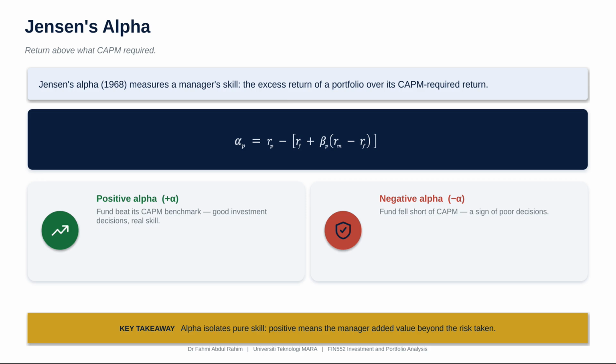A positive alpha on the left means the fund beat its CAPM benchmark, evidence of good investment decisions and real skill. A negative alpha on the right means the fund fell short of what CAPM required, a sign of poor decisions. The manager destroyed value. The takeaway: alpha isolates pure skill. A positive alpha means the manager added value beyond the risk they took, which is exactly what you are paying a fund manager for. Now we have all three tools: Treynor, Sharpe, and Jensen. Let us put them to work on a real example in Section 3.